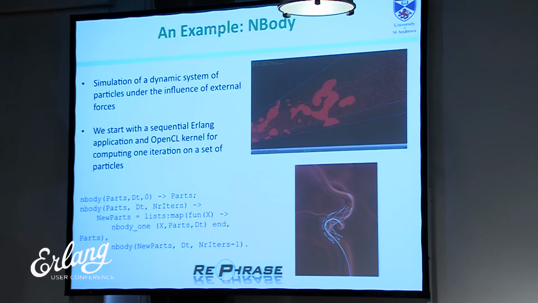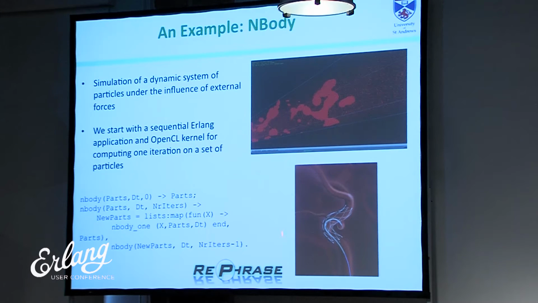So I'm going to show you just an example of how this works in practice. This example is called N-body. It's an application from physics, basically. It's used to work out how particles interact with each other under certain forces and things like that. So it's a simulation of how particles interact under an influence of some force. We have a sequential version of this in Erlang that we take. And at the moment, the programmer has to provide an OpenCL kernel. We're working on generating that automatically, but at the moment, he just has to provide it.